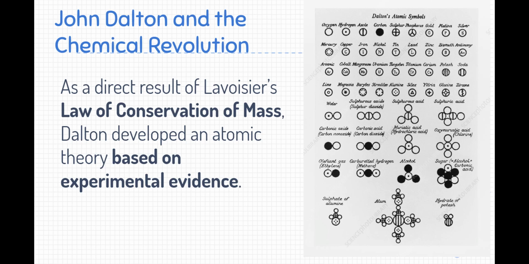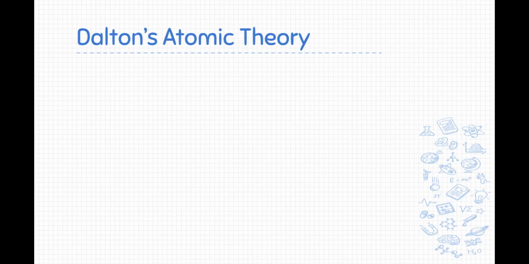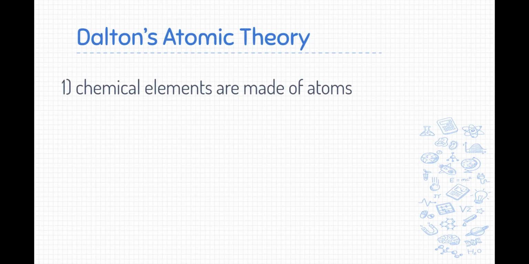You can see to the right of the screen here, here's Dalton's atomic symbols, and they're much more creative than the symbols we use now. It would be kind of fun to be able to use the Mercedes symbol for phosphorus still, but we're left with boring letters. But Dalton did a lot of work on elements. He looked at a lot of work on compounds. But Dalton's atomic theory was developed with this in mind.